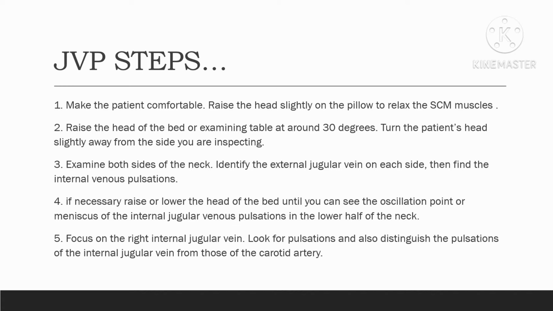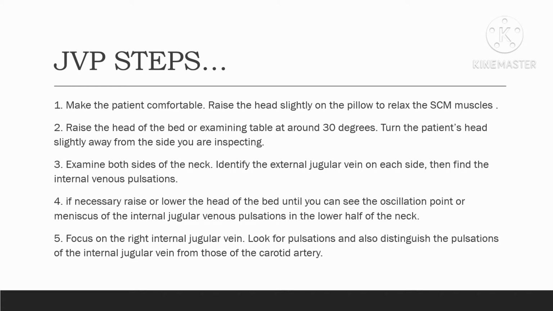Third, examine both sides of the neck. Identify the jugular vein, or the external jugular vein, on each side. Then find the internal venous pulsations. Fourth, if necessary, raise or lower the head of the bed until you can see the oscillation point or meniscus of the internal jugular venous pulsations in the lower half of the neck.